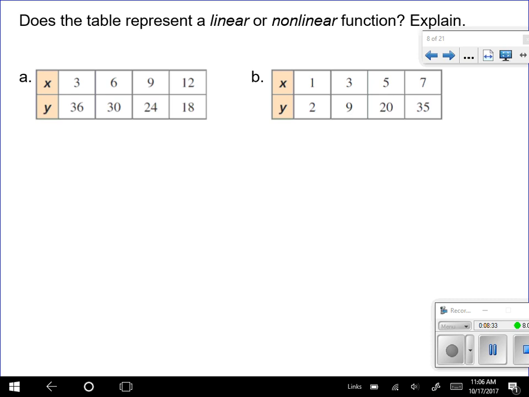Okay, so each could look different, but it needs to be a constant rate of change. So as our x goes up by 3 here, what's happening to our y's? Let's take a look. As this increases by 3, this one goes down by 6. Okay, so that needs to be constant. As this goes up by 3, does this go down by 6? Yes, it does. As this goes up by 3, does this go down by 6? Yes. So we could say this is a linear function because it has a constant rate of change.